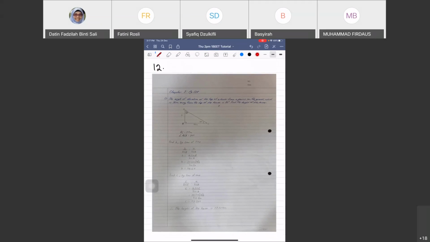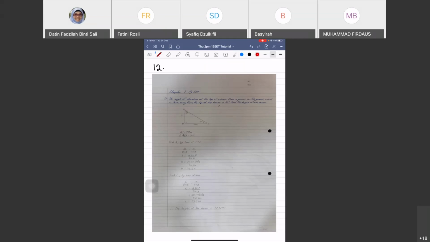Okay. Next one is question 12. The angle of elevation of the top of a tower from a point on the ground. This one is a bit confusing; they will rephrase it later on. I think by the next new session, they will enhance this book and make some corrections to these particular questions.